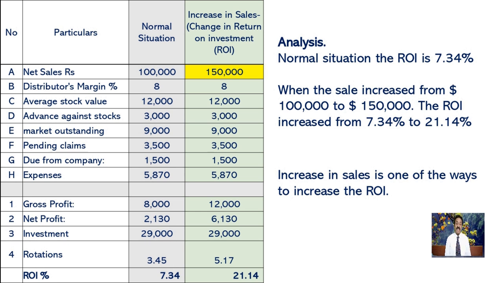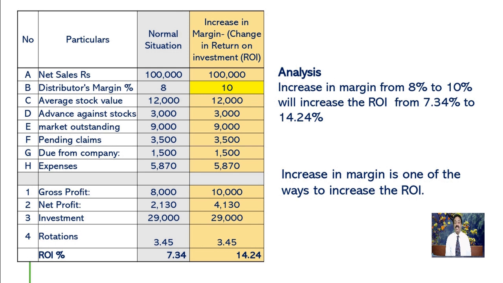Now we will see the second way to increase the profitability. The second is a change in the distributor margin. The first one we saw was an increase in sales and how profitability changes. Now I will show you how ROI changes if you change the distributor margin. See in this sheet, in the second column, increasing the margin from 8% to 10% increases the ROI from 7.34 to 14.24%. With just a 2% increase in the distributor margin, the ROI almost doubled. Okay, this is the second way to increase the distributor ROI.